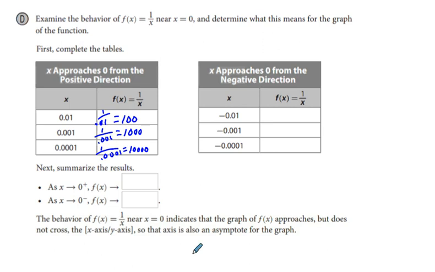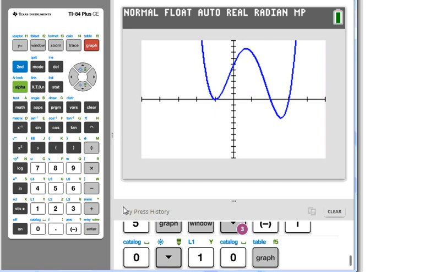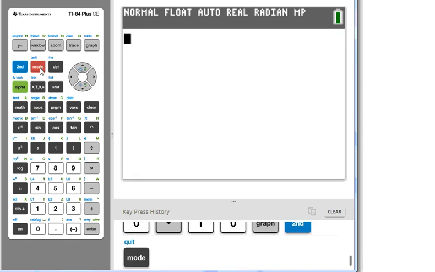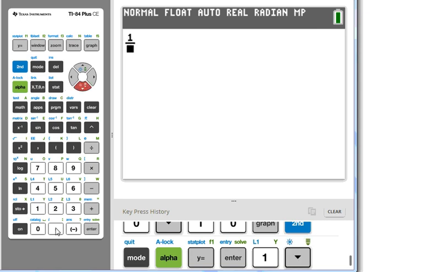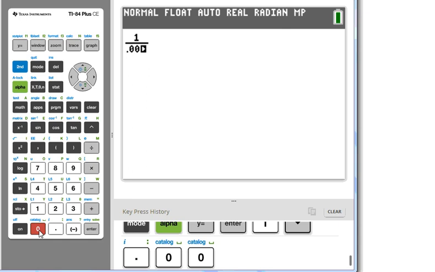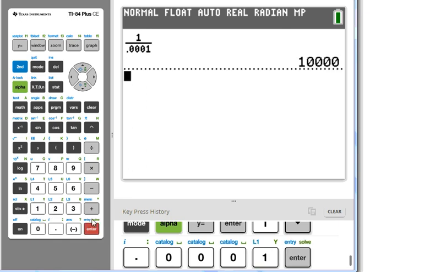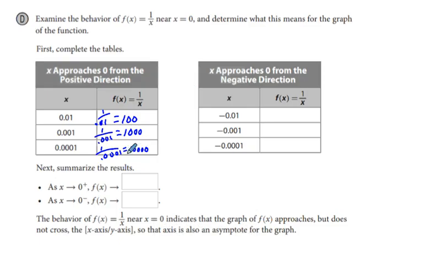And really, just looking at the calculator, I don't know how intuitive it is for you, but I'm just going to do it anyway. So we put 1 over 0.0001. We should get 10,000. Yeah, we do. And so I hope you can see that as we get closer and closer to the y-axis, as this input value for x gets smaller and smaller and approaches 0, we're going to be approaching infinity. And so down below, summarize the results.